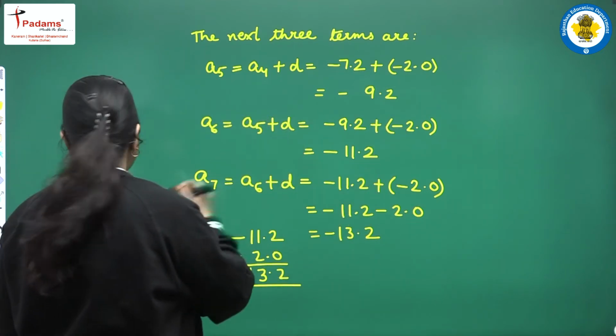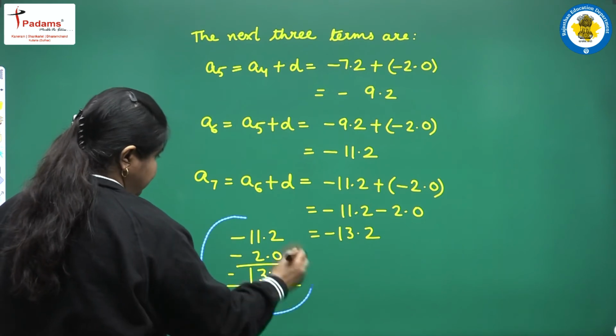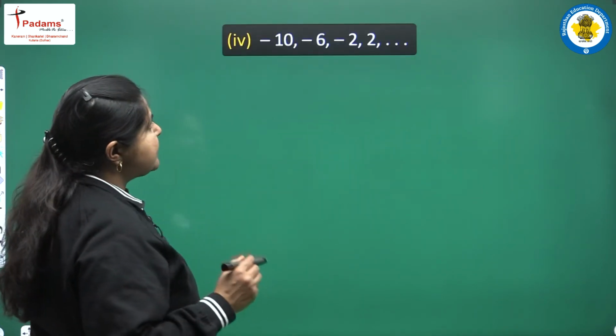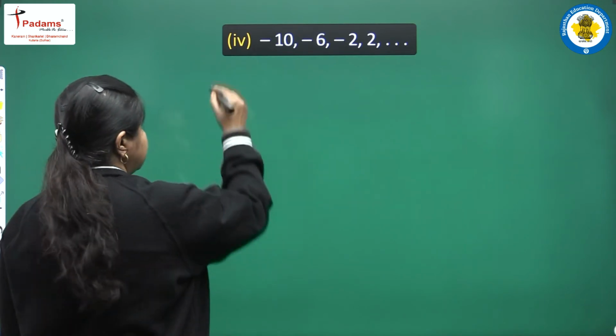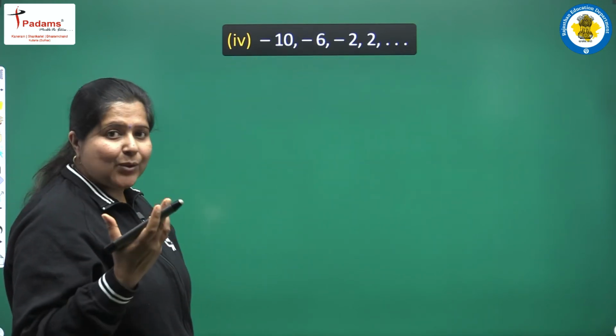सो दीज आर द नेक्स्ट थ्री टर्म्स ऑफ दिस गिवन AP. देन वी मूव टूवर्ड्स द नेक्स्ट वन. माइनस 10, माइनस 6, माइनस 2, 2. अब इनमें सेम डिफरेंस होगा तब तो ये एक AP फॉर्म कर रहे हैं, नहीं तो नहीं.